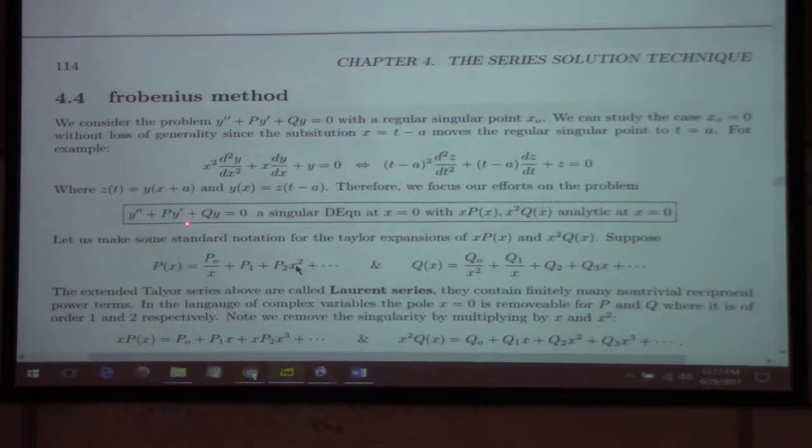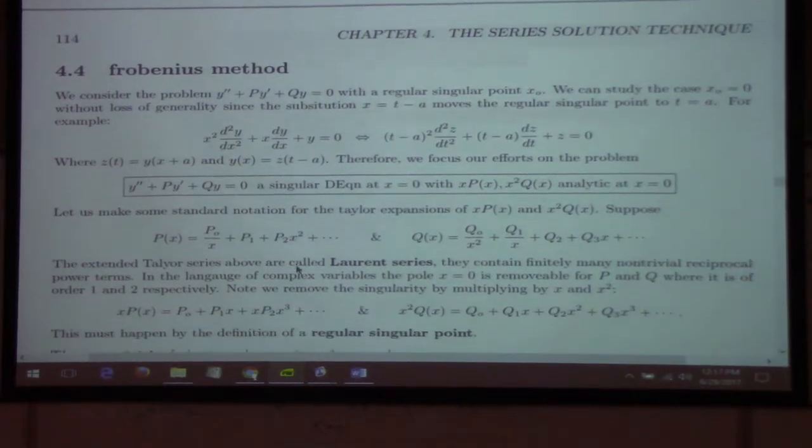y'' + p y' + q y = 0 with a regular singularity at 0. That means that x p(x) and x² q(x) are analytic at x = 0. So by the thing I just worked out over there for you guys, that means we can write p(x) as p₀/x + p₁ + p₂x + ..., and we're assuming that q(x) admits a Laurent expansion q₀/x² + q₁/x + q₂ + q₃x + .... All right?